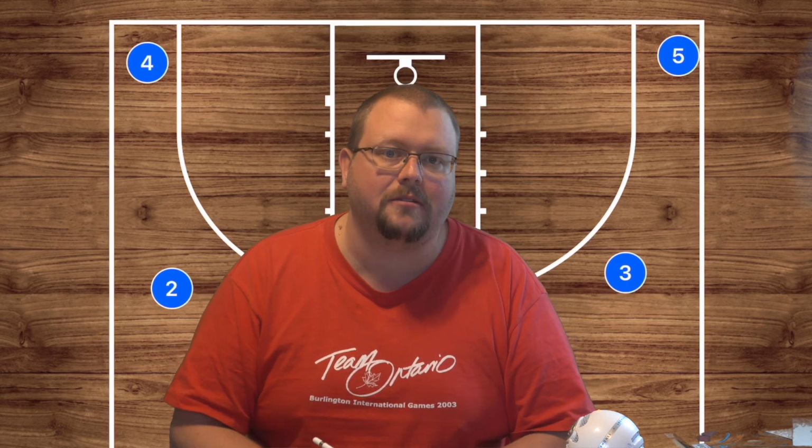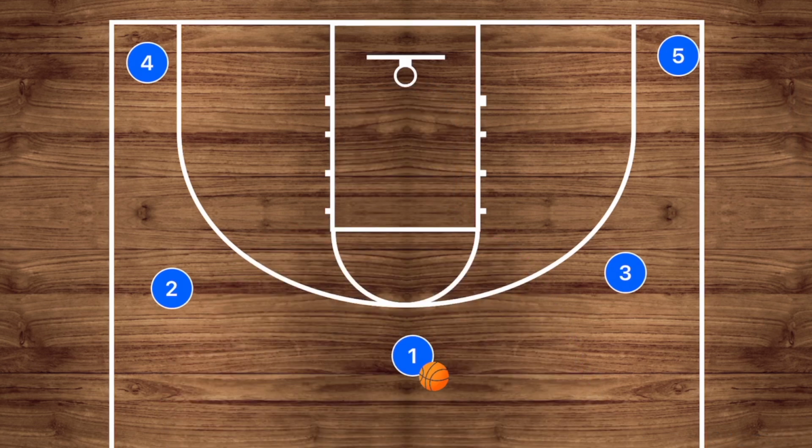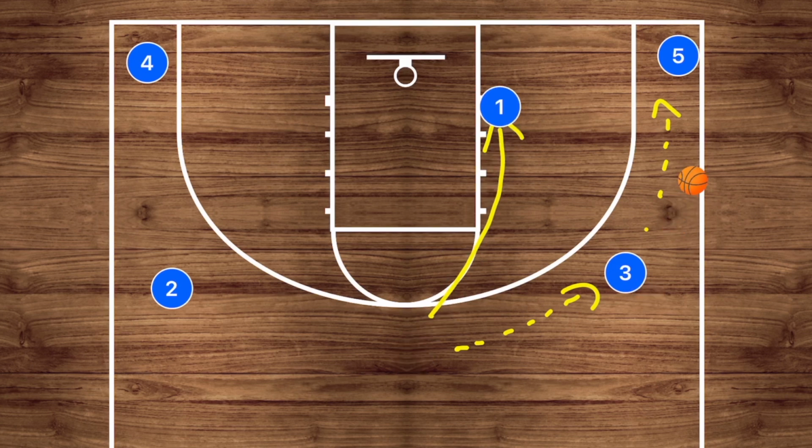Now let's check out these plays. This first play, we're going to start in the 5-out offense. Player 1 is going to pass over to player 3, and then he's going to pass over to player 5. After Player 1 makes that first initial pass, he is going to then sprint to the low post, and he's going to post up. We want the ball to be entered into the low post from the corner.